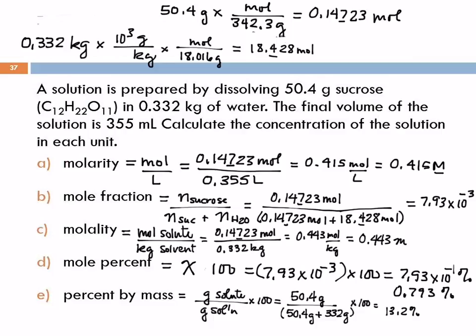These are all numbers that describe the same solution. And the reason there are so many ways to describe it is that they are useful in different situations. Any questions?